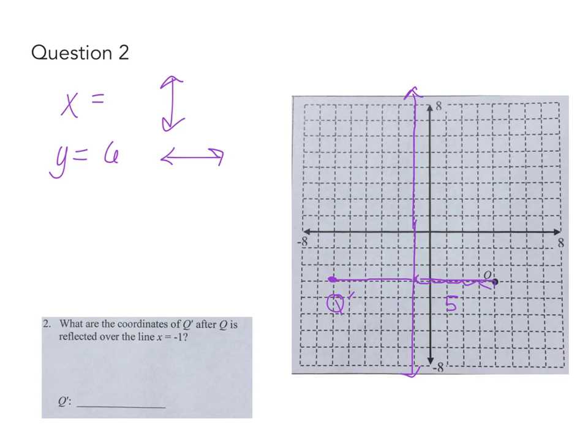The last step is to just write our point as an ordered pair. So if we look at our graph, Q prime ends up at -6, -3. And we'll write that in the answer space. So -6, -3. Remember to always put your ordered pairs in parentheses.